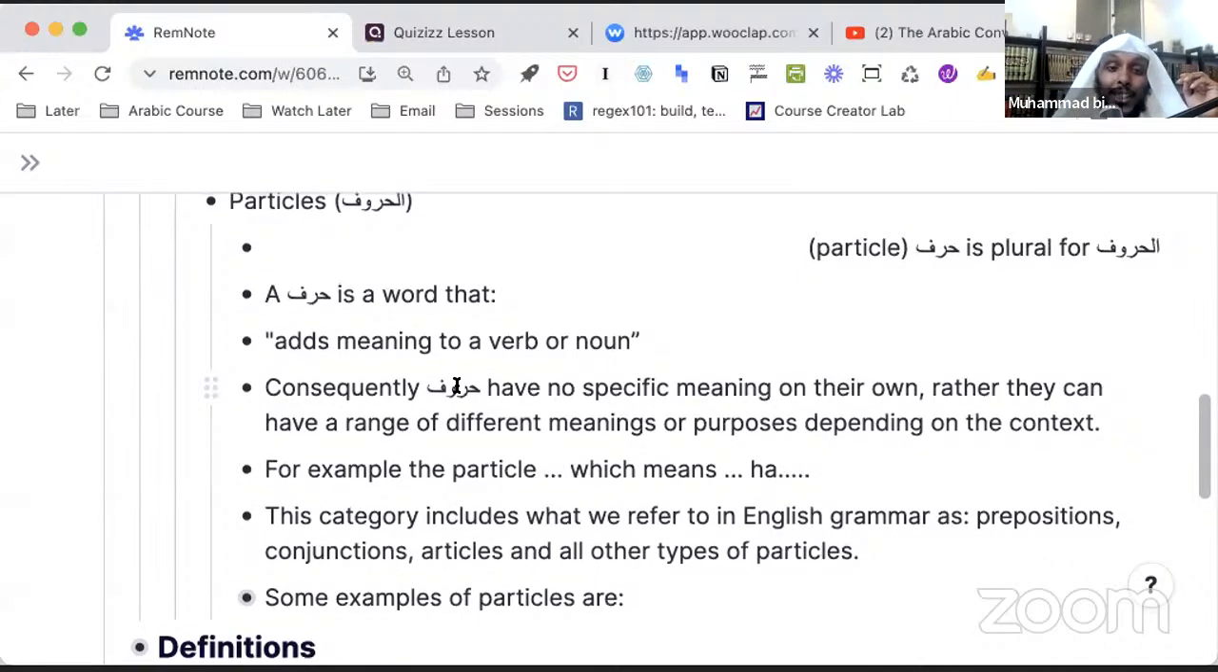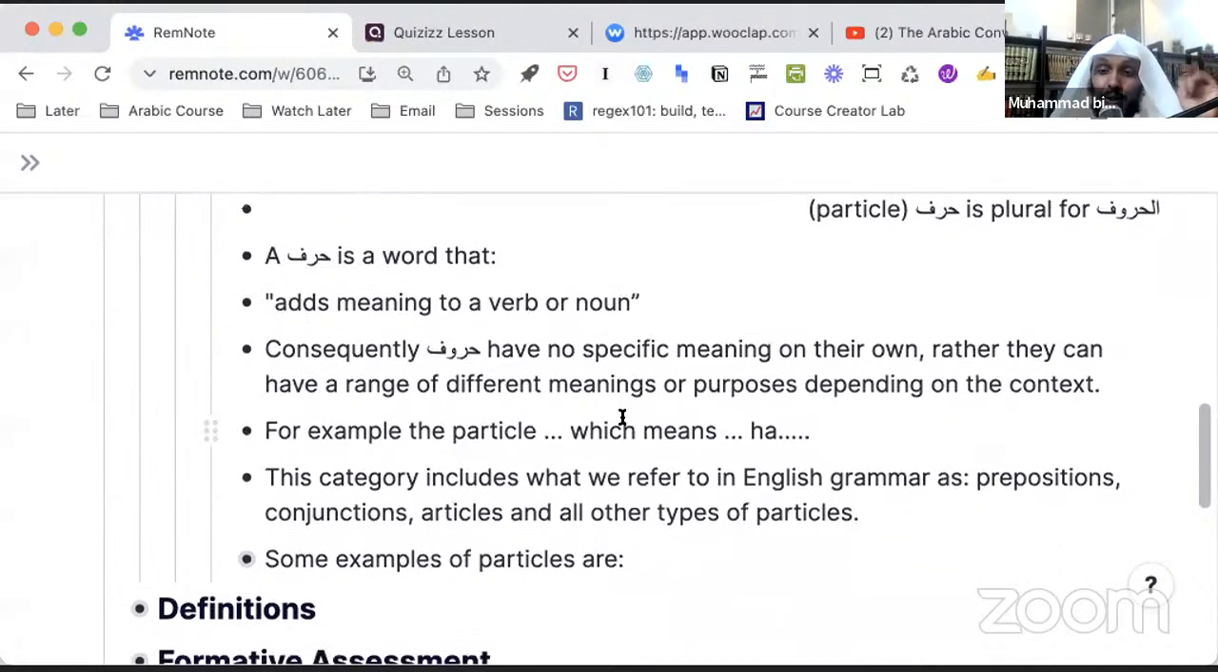Okay? So they're very powerful particles. Number one, they're extremely frequent. You can learn 20 particles and they will make up like 60% of your vocabulary, everything you come across. And the most frequently used words in the Quran are particles, by far. They're also called function words in English, words that do a specific function. And these are the words that are directly related to grammar.